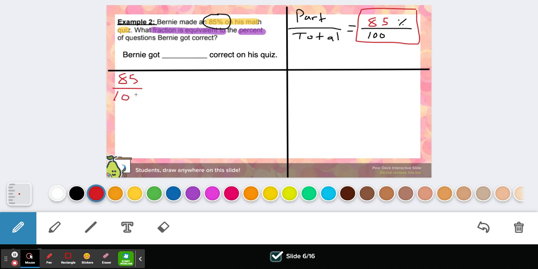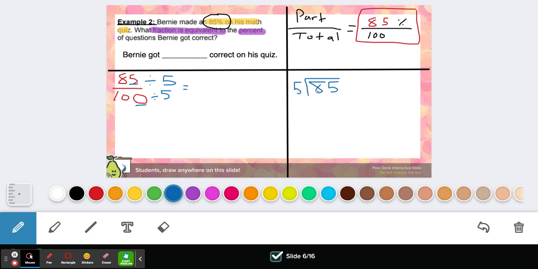Now my next step is to figure out, can I simplify? If I look at the ending numbers, I have a 5 and a 0. If I remember my divisibility rules, any number that ends with a 5 or a 0 is a multiple of 5. So that means I can divide by 5. So here, we're going to have 85 divided by 5. I'm going to show my work on this side.